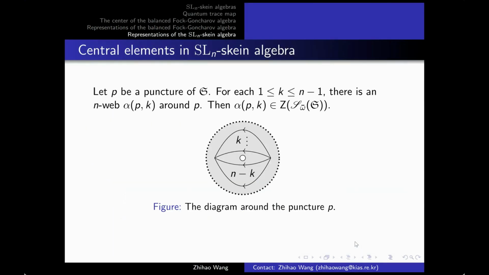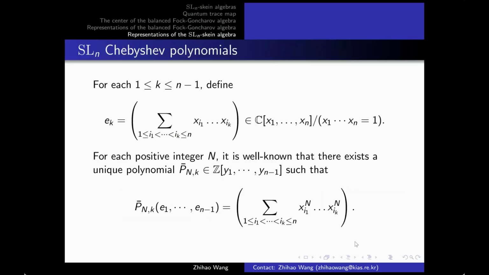Okay, so now we have this alpha_{P,k}. Just like the balanced part or the balanced Goncharov algebra, we have the Frobenius map phi. No, I'm not yet going to introduce the Frobenius map. Let me first look at the SL_n Chebyshev polynomial. Later on I will introduce the Frobenius map for the SL_n skein algebra. Before that, let's look at the SL_n Chebyshev polynomial, because I will use it to introduce some properties of the Frobenius map.